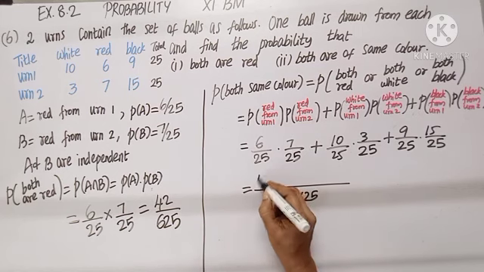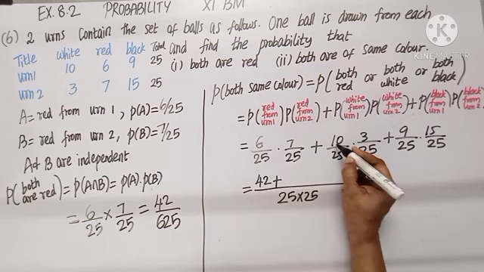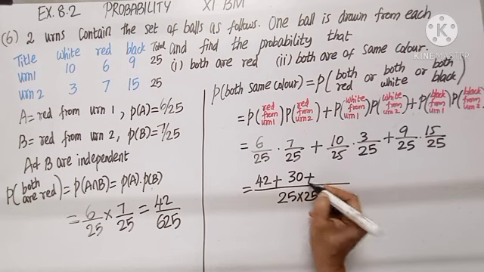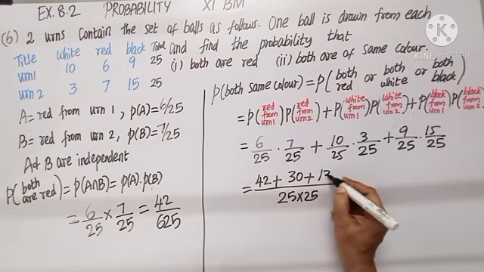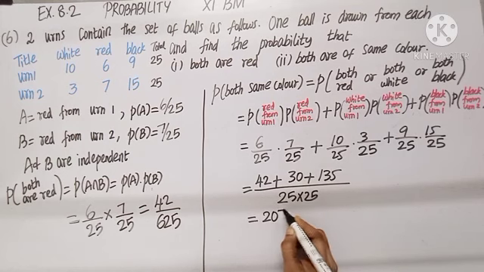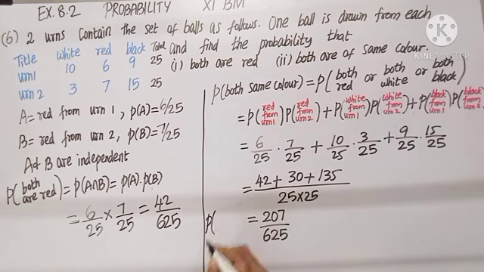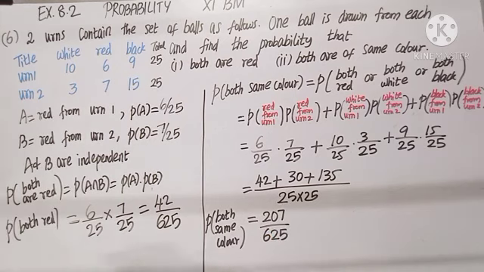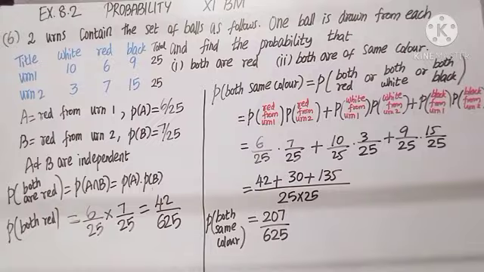As I multiply the numerators, 42. 10 into 3, 30. 9 into 15, 135. The total is 207 divided by 625. This is the both same color probability. So we conclude both red is 42 by 625 and both of the same color is 207 by 625.